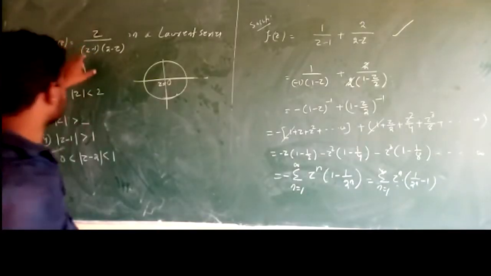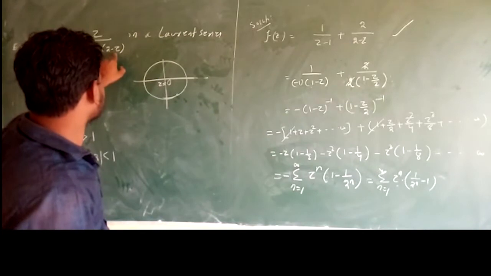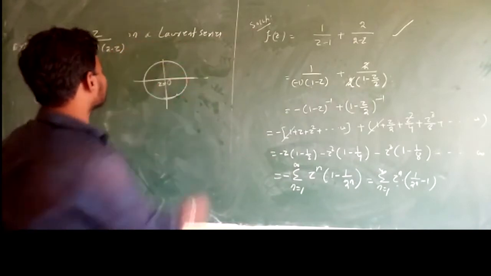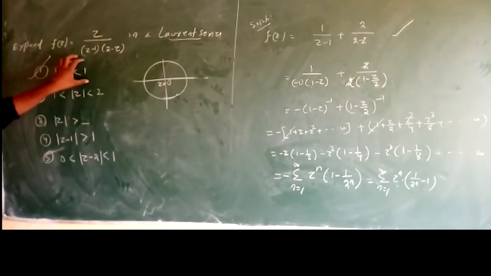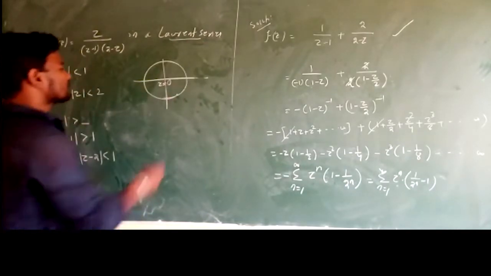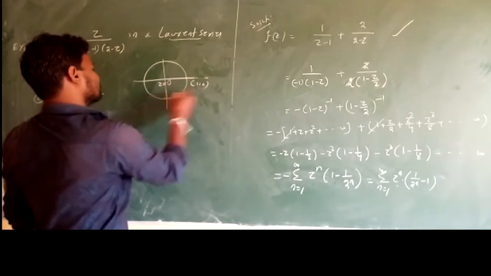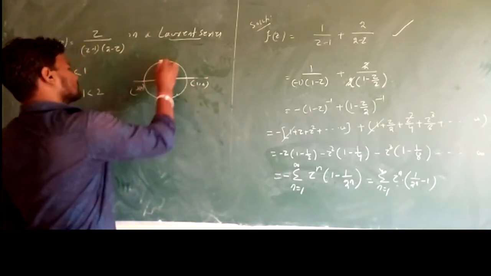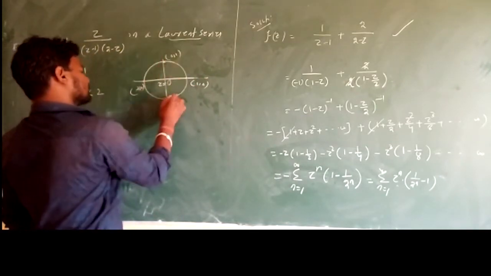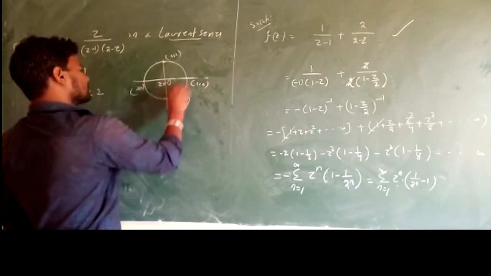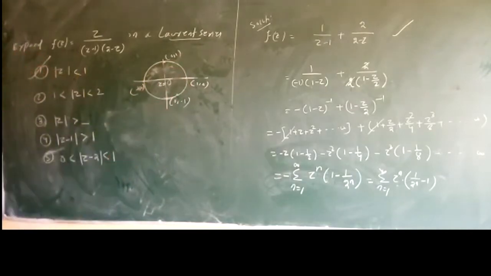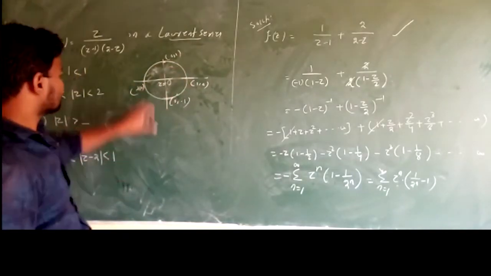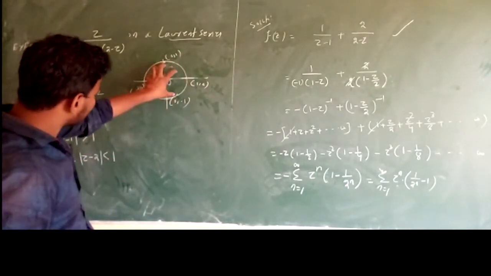Expand f(z) = z/(z-1) into a Laurent series. First, for |z| < 1, the region is the interior part of the unit circle. This is (1, 0), this is (-1, 0), this is (0, 1), this is (0, -1). This is the unit circle. We have to find every point inside the unit circle.